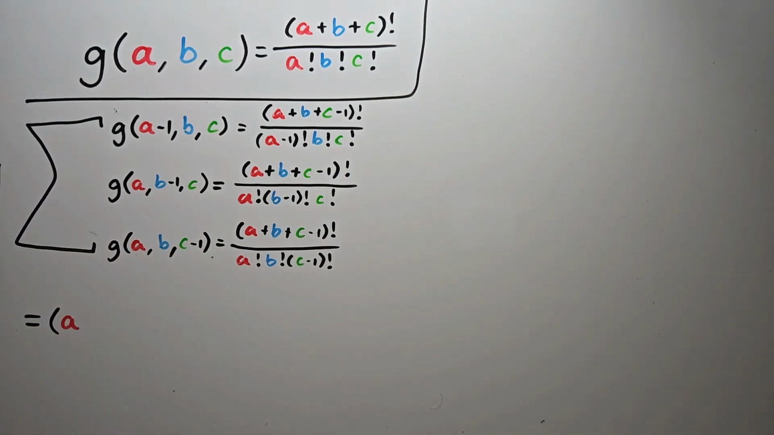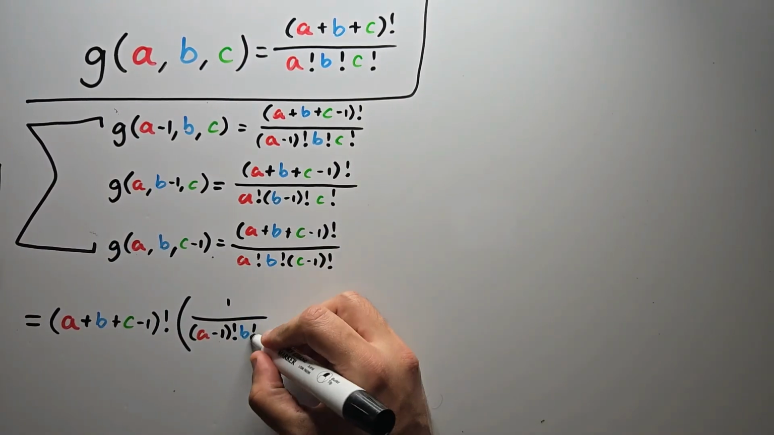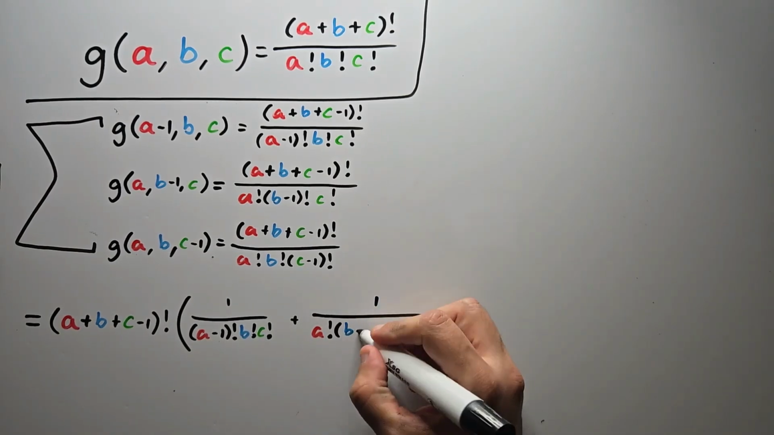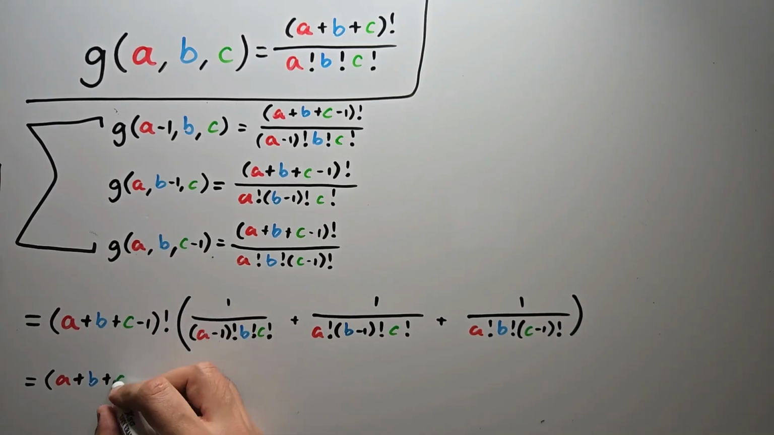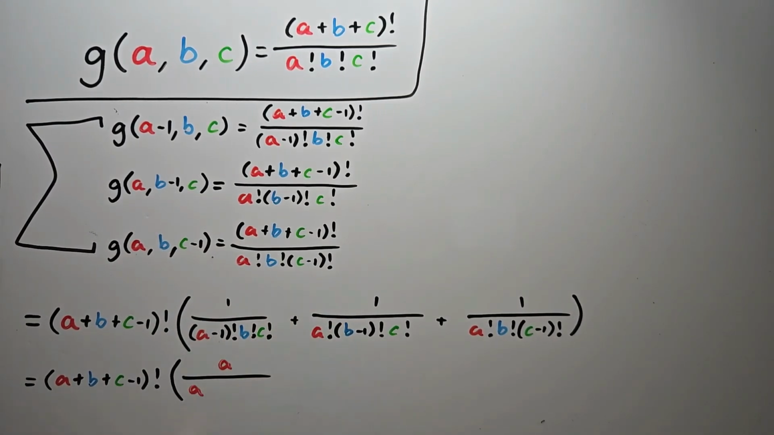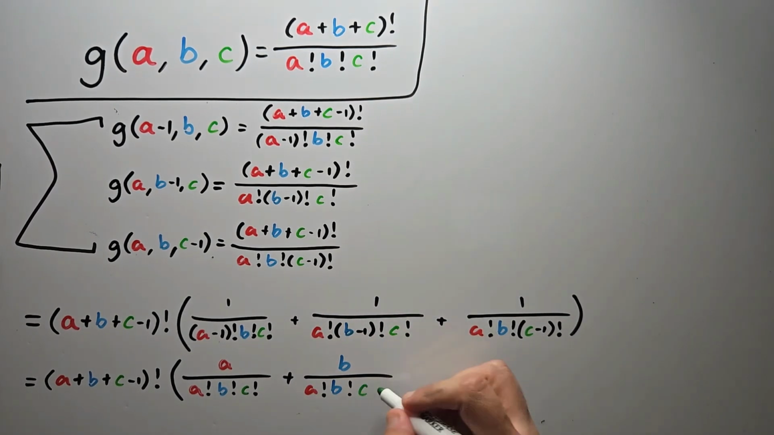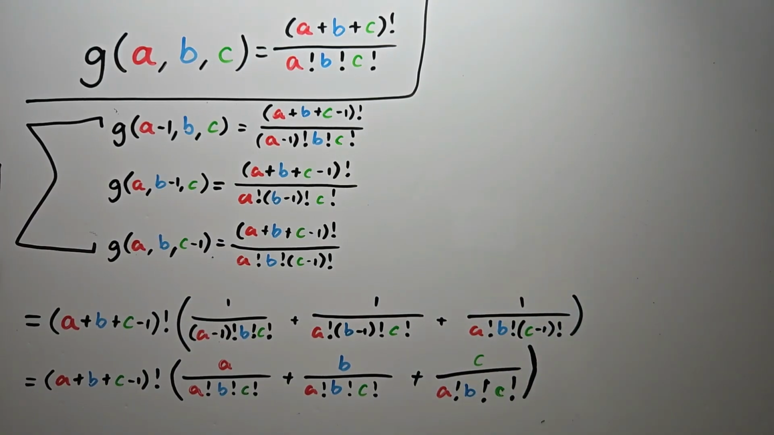Factoring out a common term, we get that their sum is equal to (a+b+c−1)! times [1/((a−1)! b! c!) + 1/(a! (b−1)! c!) + 1/(a! b! (c−1)!)]. This is equal to (a+b+c−1)! times [a/(a! b! c!) + b/(a! b! c!) + c/(a! b! c!)].